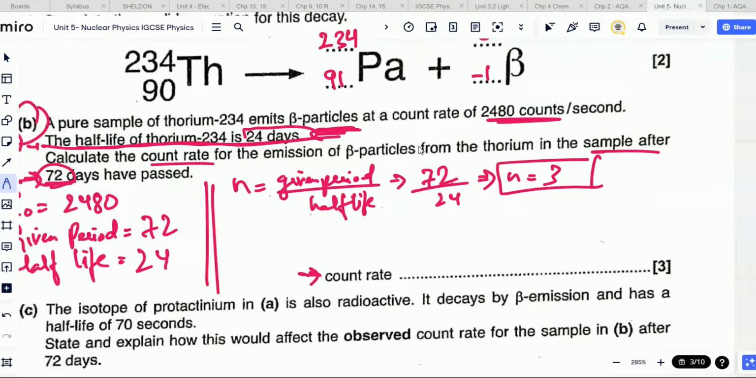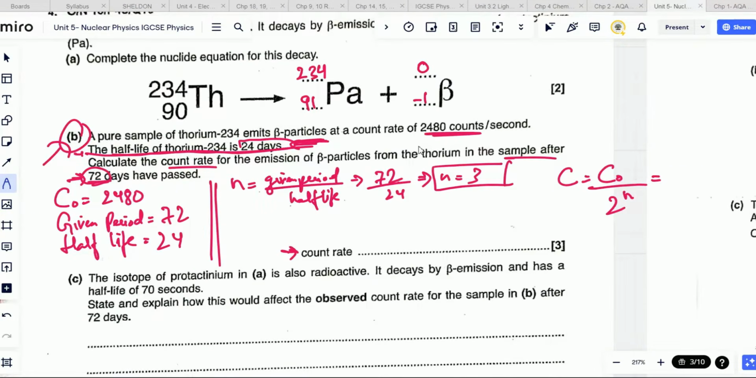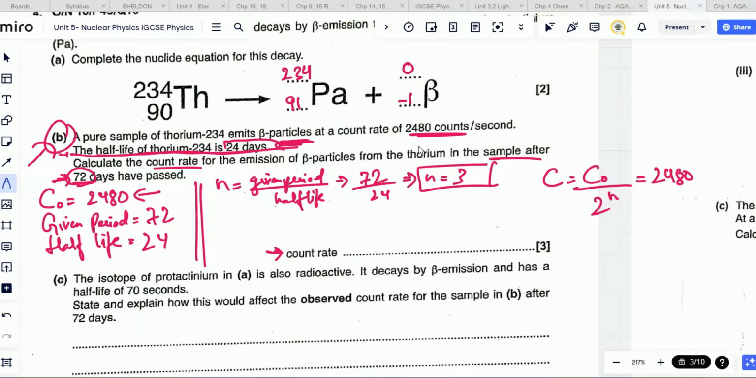Good. We got n. Now what's the next formula? The count rate is equal to the original count rate over 2 to the power n. What's the count rate provided to us? 2480. Do you get it? Upon 2 to the power n. What's n? N is 3. 2 to the power 3. Solve this. Let me know what you are getting. 310. Okay, this is the answer. Counts per second. That's it.